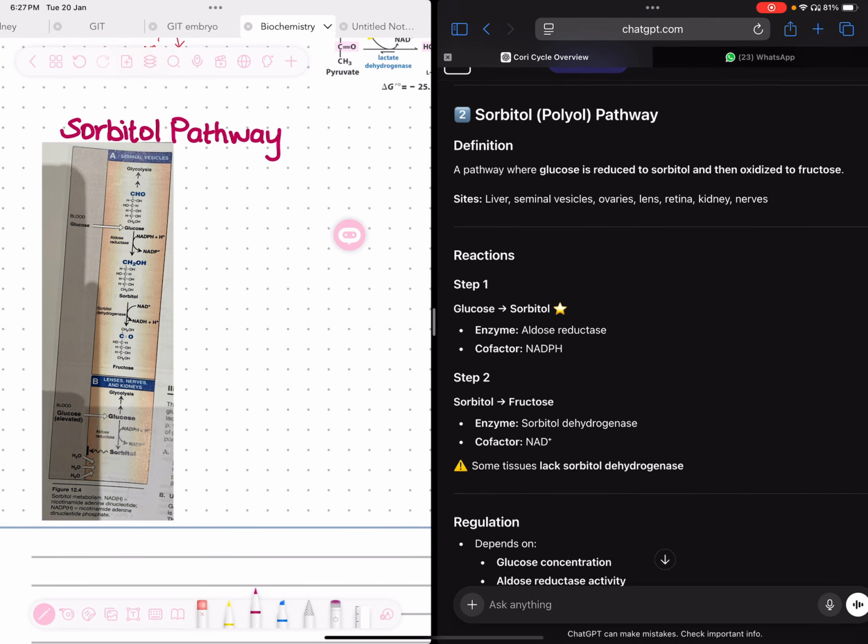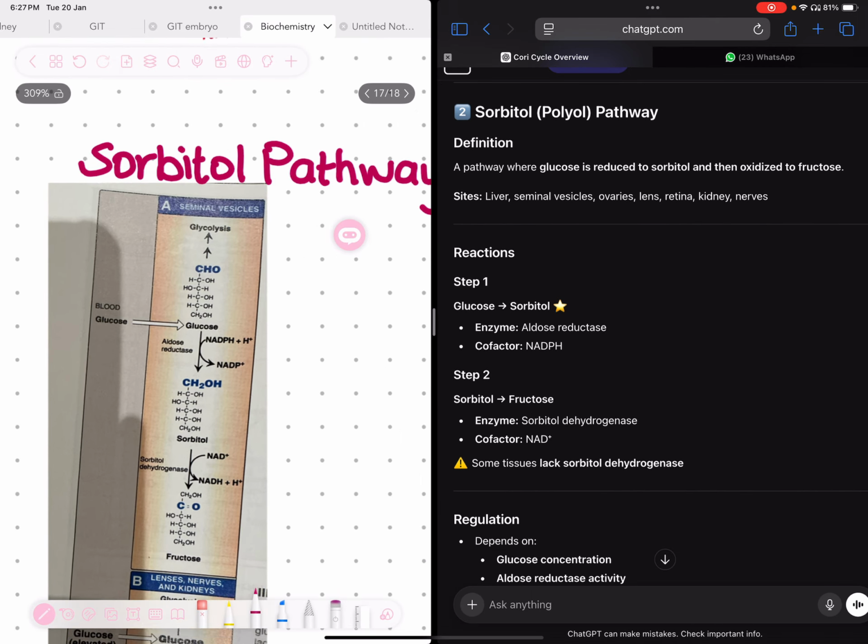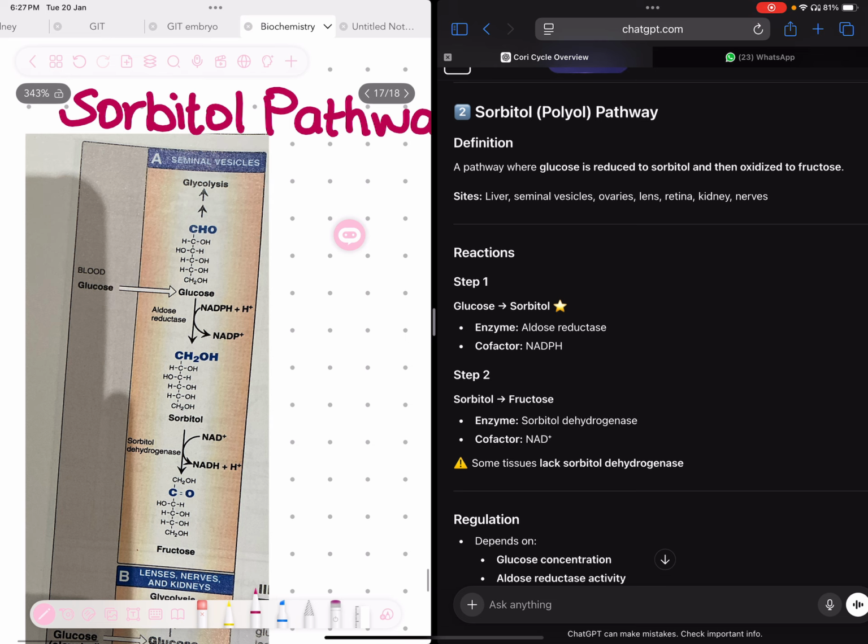Hi everyone, now we're discussing sorbitol, also known as the polyol pathway. Very important. Now, what is polyol? It's basically a sugar that comprises multiple alcohol groups. So, a sugar that's also an alcohol is basically a polyol. I hope that's clear. So, a sugar, also an alcohol, is a polyol.